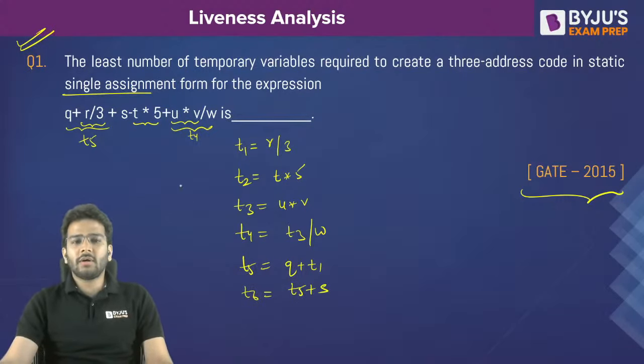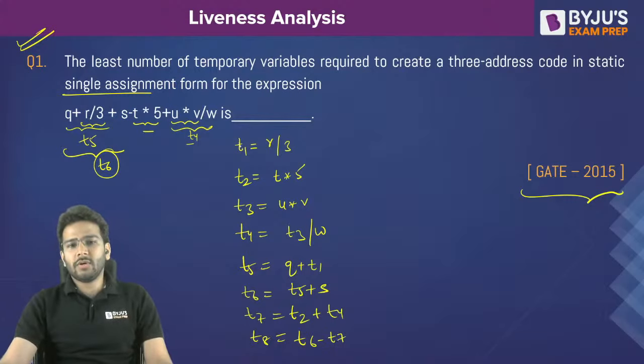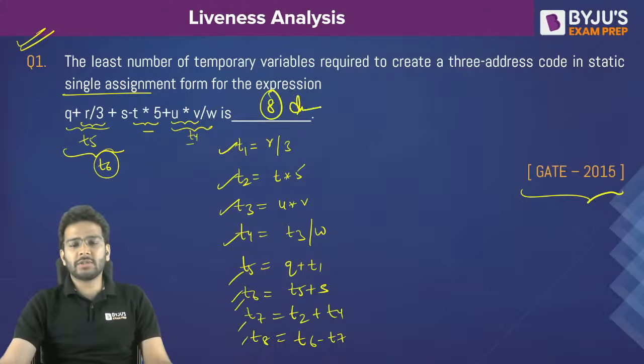So you can see all the assignments are unique. This is now stored in T6. Now we need to add this value and this value. So T star 5 we have in T2. So we can perform T2 plus T4, and then we can take T8 where we are going to have T6 minus T7. In this way, we can write this SSA code for this given expression. Now if you count all the temporary variables, from T1 till T8 we have 8 temporary variables. So 8 will be the correct answer for this question.